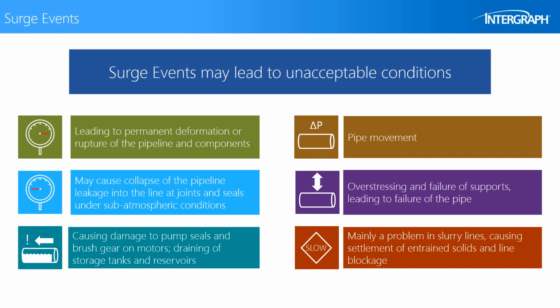Acoustically induced vibration can lead to pipe movement, and you may end up experiencing resonance, and that can lead to overstress of the pipe or failure of the supports. And a problem that is particularly prevalent in a slurry line is that if you have a slow flow rate, that can cause settlement of an entrained solid and lead to a blockage of the line.